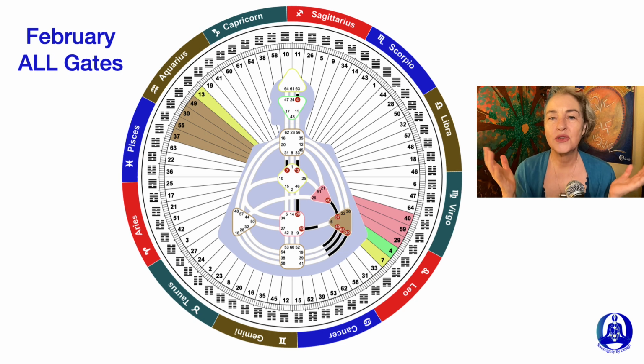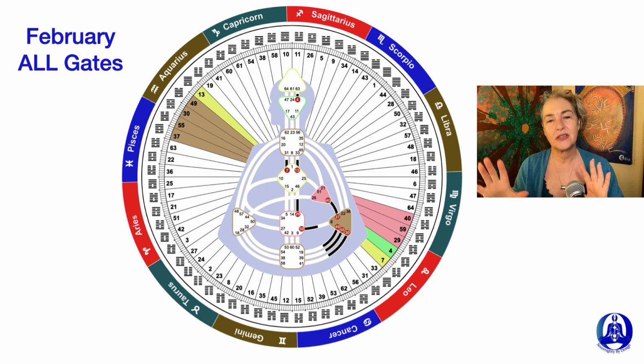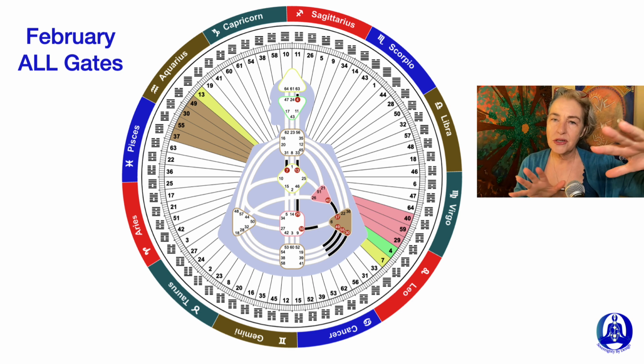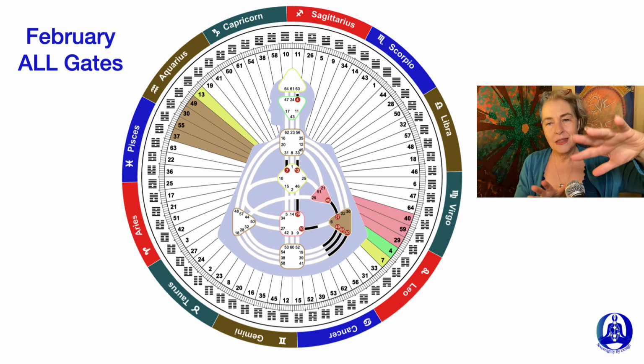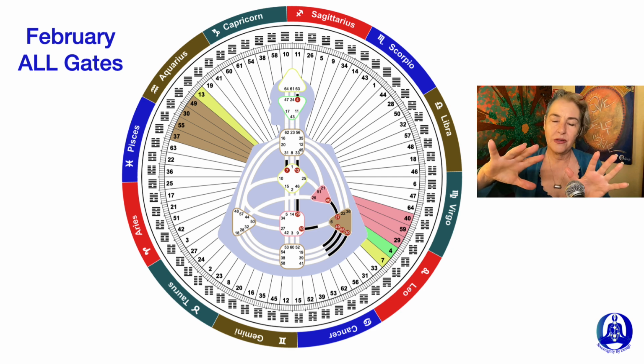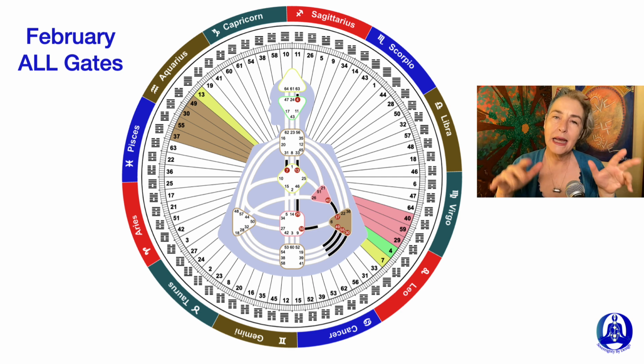Then take a look at this, where all the February sun and earth gates are. So here again, you can see that on the one side, we've got the sun gates. On the other side, we've got the earth gates. So you can really start to get this sense of how these two planets move around the human design mandala, lighting up these different gates with their energy.